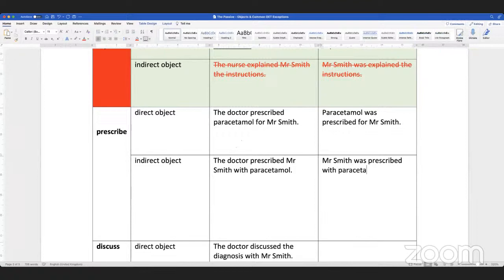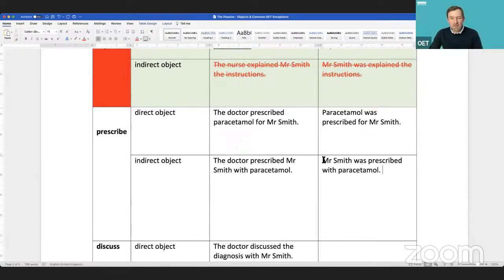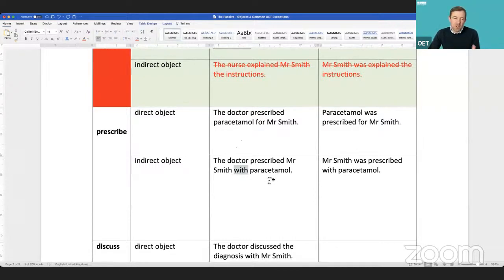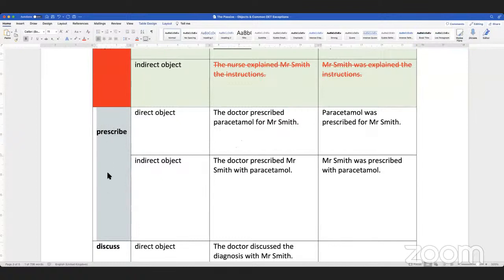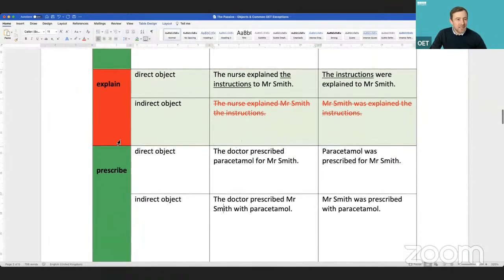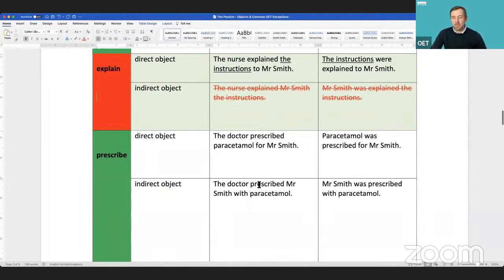Now, some people out there might be thinking, do you need to have with? Some people don't use with. They just say, the doctor prescribed Mr. Smith paracetamol. They don't do it, but I think it's better in terms of genre and style to put that in. So what color do you think this should be, Mariam? Green or red? I think it is green. It's flexible. I think it's green as well. That's good, isn't it? Two of the most common verbs in OET, give and prescribe, they're both really flexible, but explain is not. And that's the thing that can be frustrating about it. We can easily make mistakes with that.